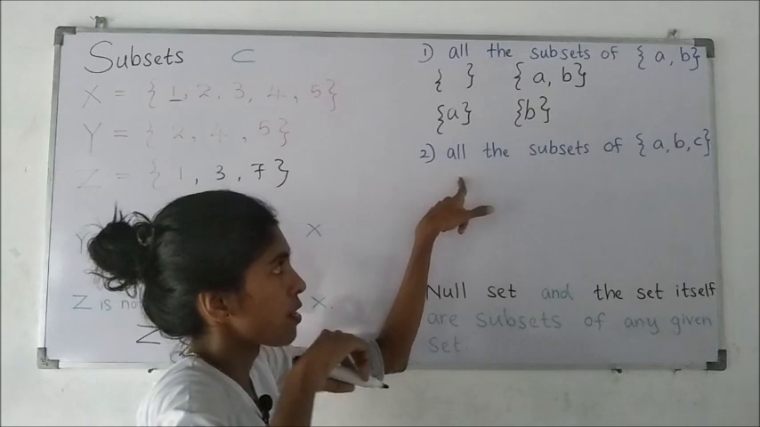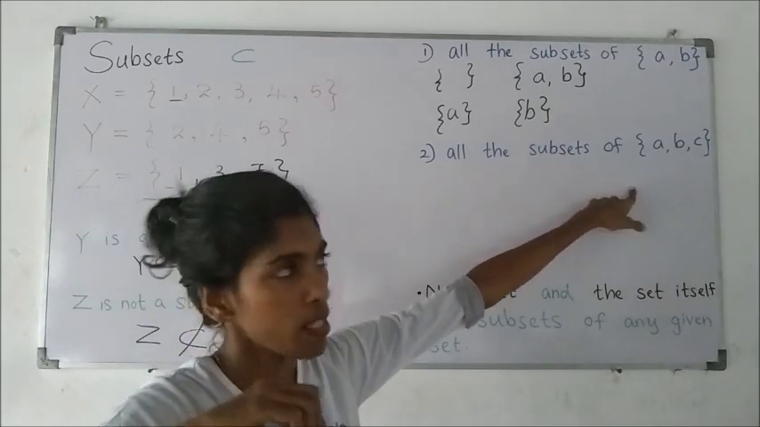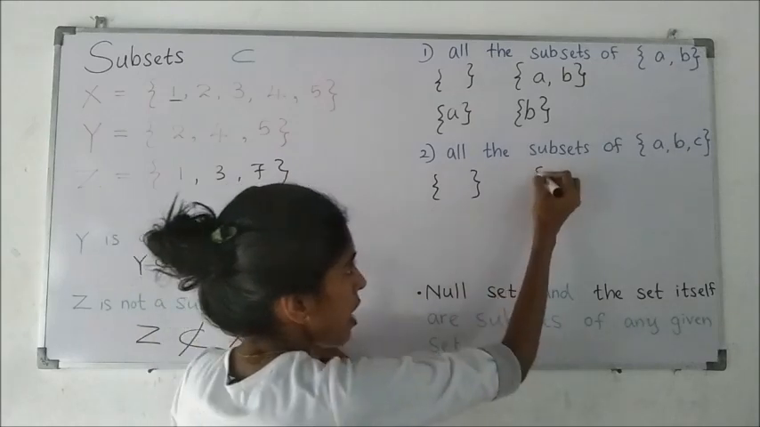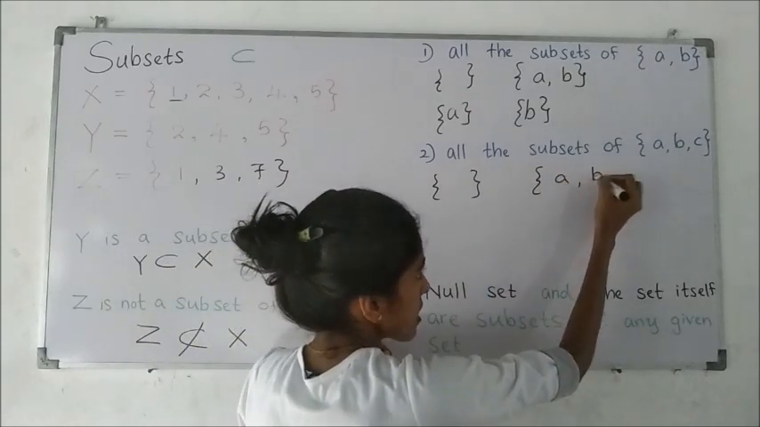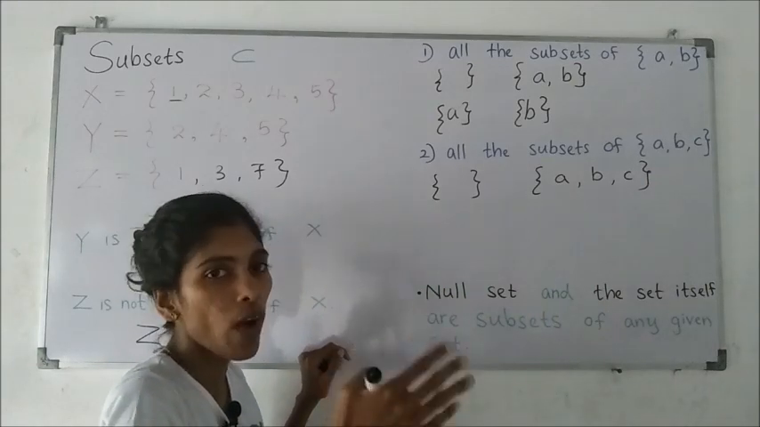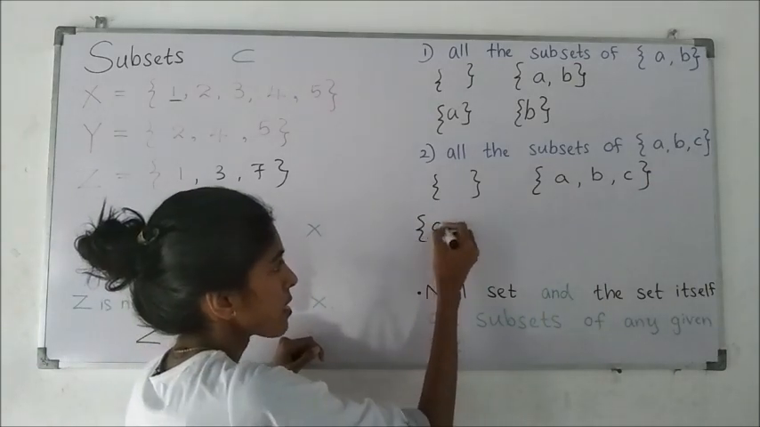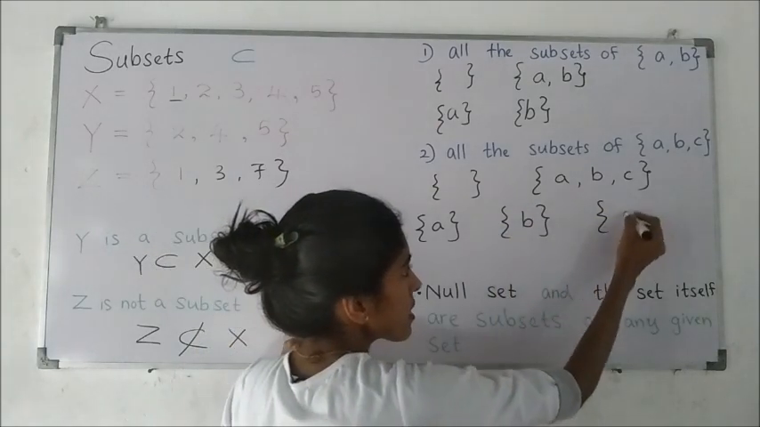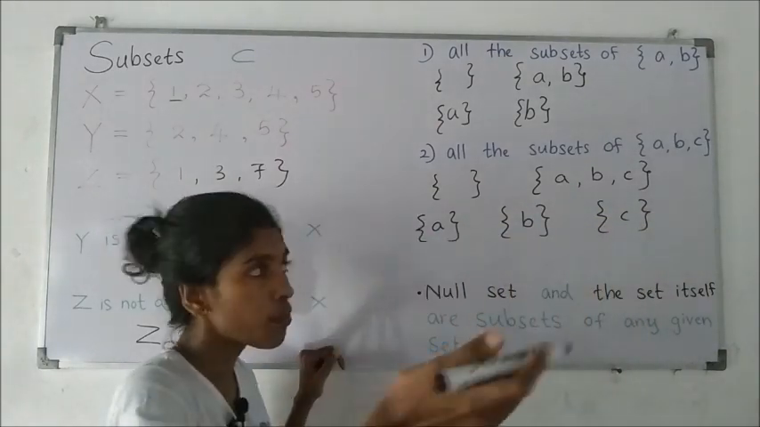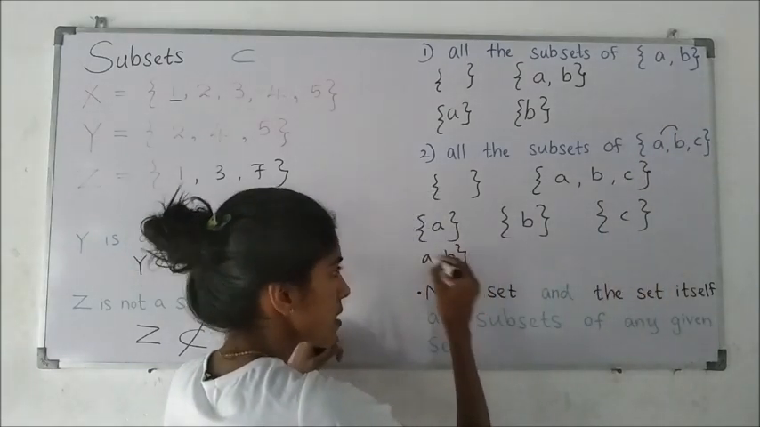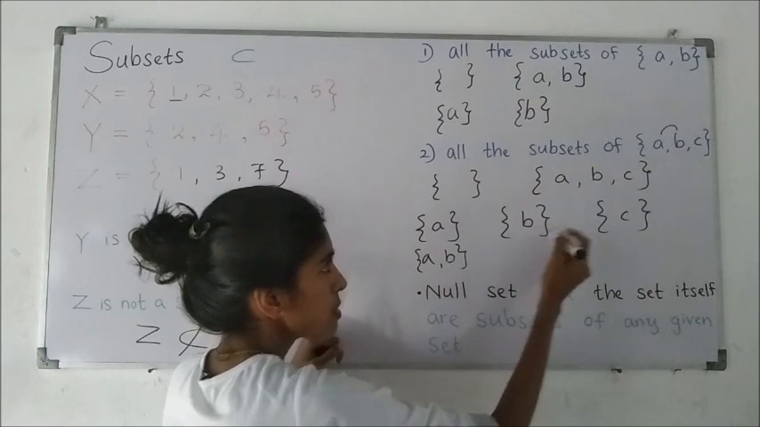Right. Next one, all the subsets of the given set. First of all, we will write the null set and also the set itself. Now, as I told you earlier, one by one we will write A separately, B separately, C separately. Now two by two, A, B together. This is a subset. All the elements can be seen.